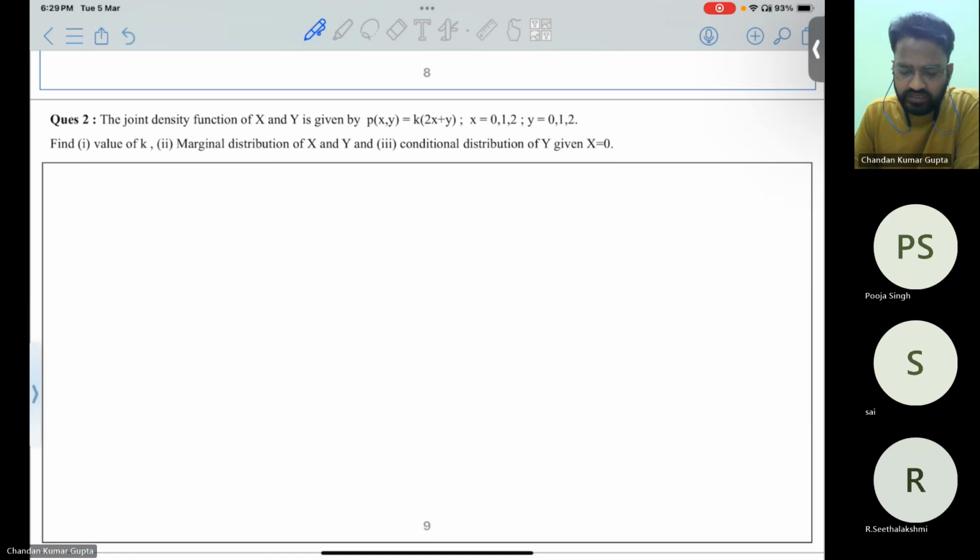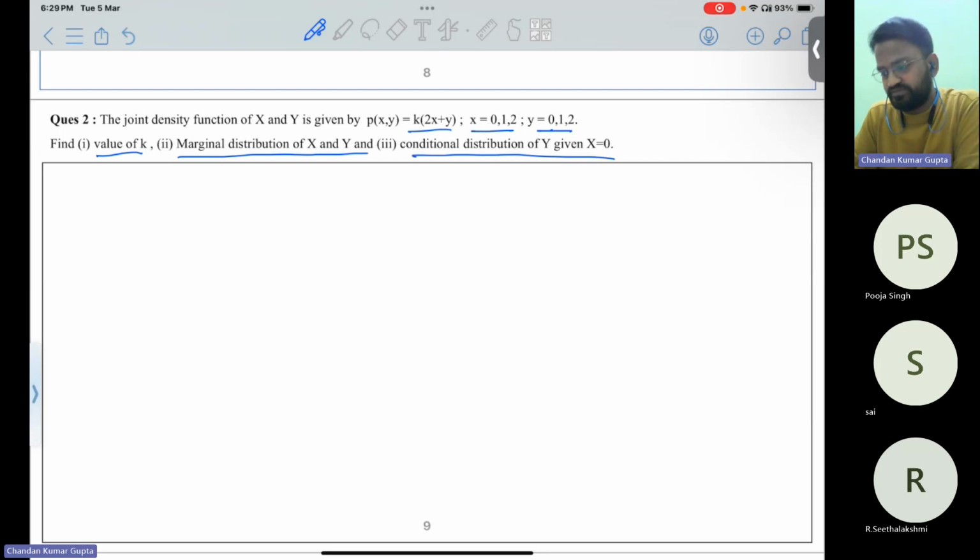Here the joint density function of random variables x and y is given by k times 2x plus y, for x equal to 0, 1, 2 and y equal to 0, 1, 2. It is again a discrete random variable. We need to calculate the value of k, the marginal distributions of x and y, and the conditional distributions of x and y.